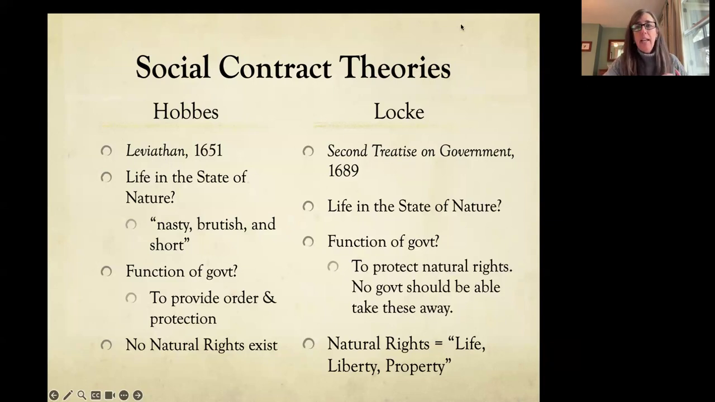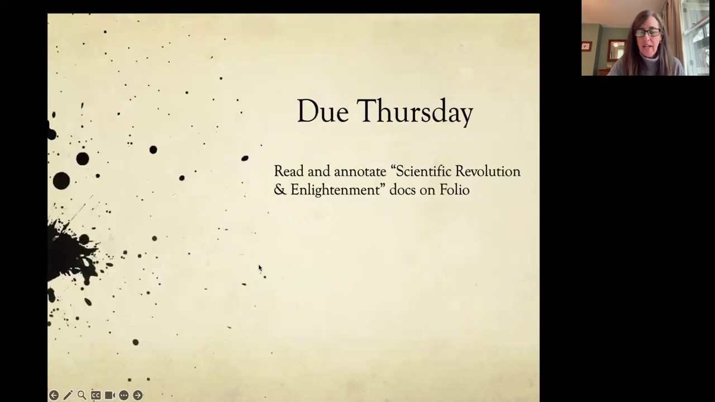And so the idea is that they're both looking at a similar system. The government is a contract, but for Hobbes, it's really hard to break. For Locke, you break it if someone breaks your natural rights. I think that's my last slide. Let me stop sharing and talk with you guys for a minute about that.